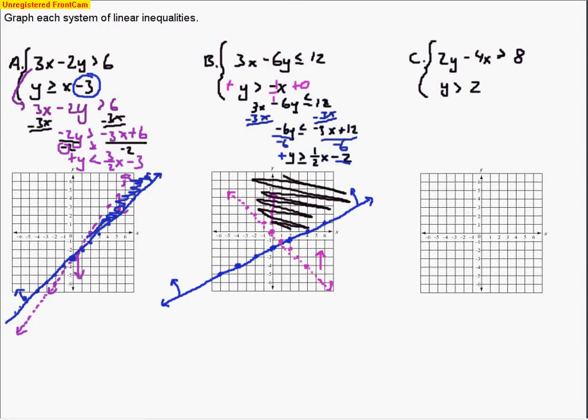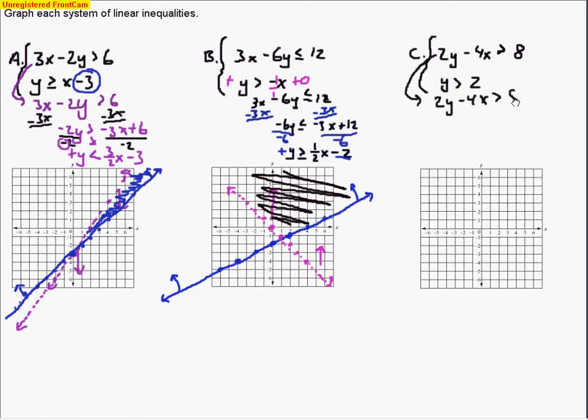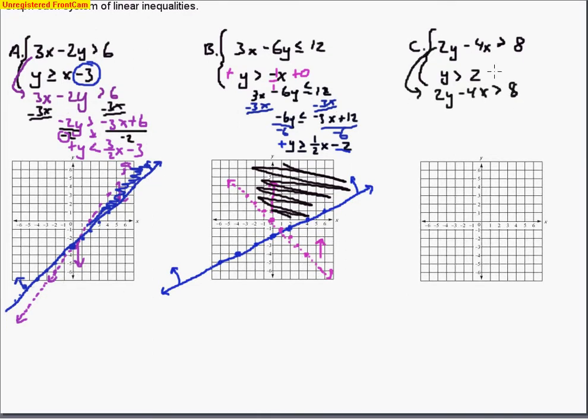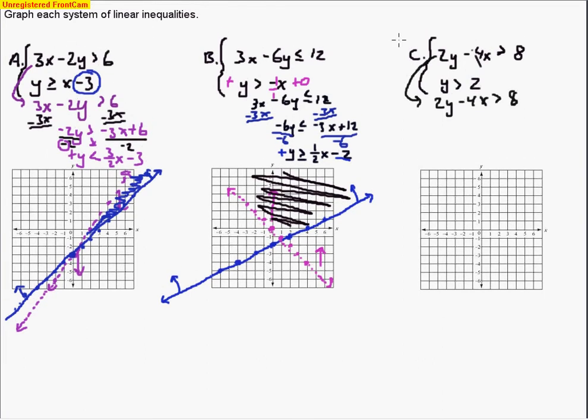Let's take a look at the last one here. We have another scenario where we get to practice solving for y. So let's take this equation and just bring it down below. 2y minus 4x is greater than 8. And so the first thing I'm going to want to do is isolate the y.